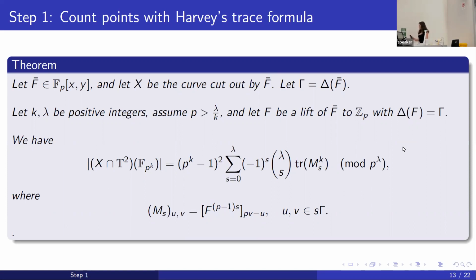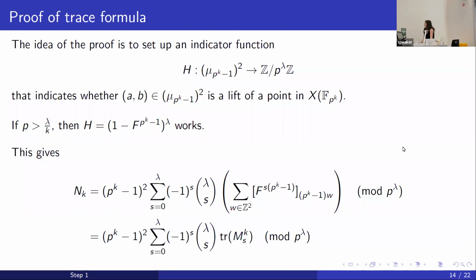And its rows and columns are indexed by monomials of the S-fold dilation of the Newton polygon, where when I say monomials here, I'm identifying the monomial x^i y^j with the 2D lattice point (i, j). So the entry in N_S at the row indexed by monomial u and the column indexed by monomial v is the coefficient of f^(s(p-1)) at monomial p·v − u. The proof of the trace formula is elementary.